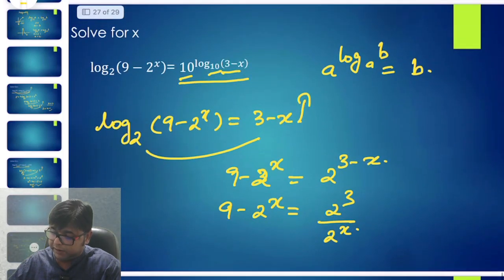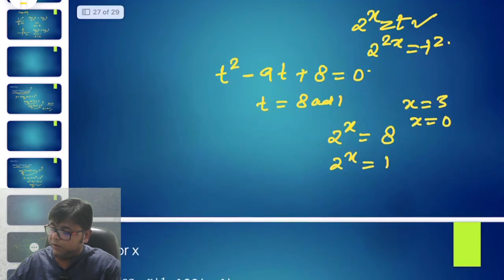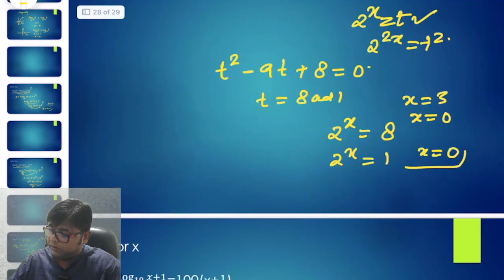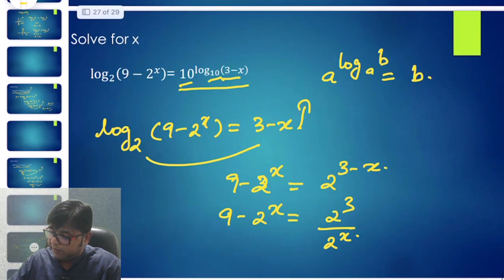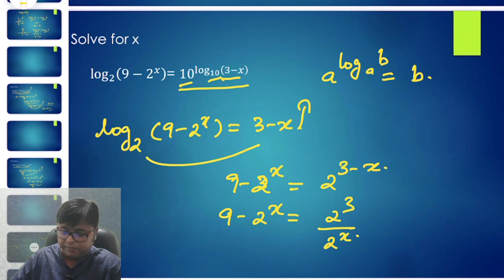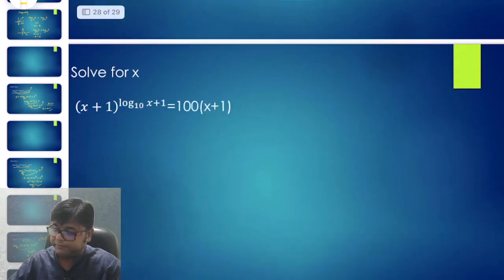So if I put x as 0, let me check. Does it verify? Yes. So answer is only x equal to 0. Very, very important for you to realize that just calculating answers is not sufficient. In logs, you need to verify with the characteristics. So if I take x as 3, 3 minus 3 becomes 0, and log of 0 and negative numbers is not defined, so I cannot take this as an answer.